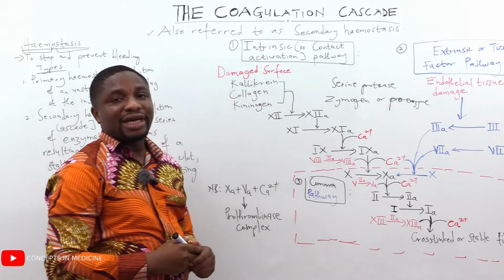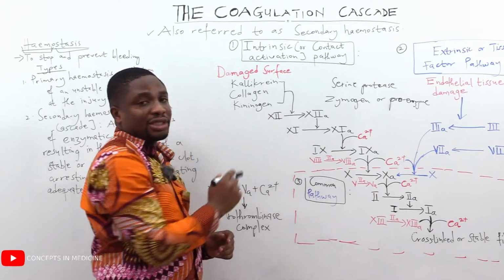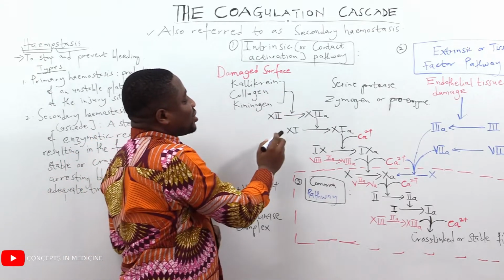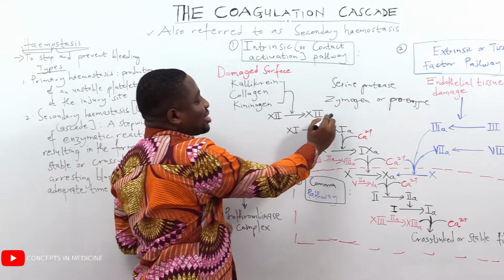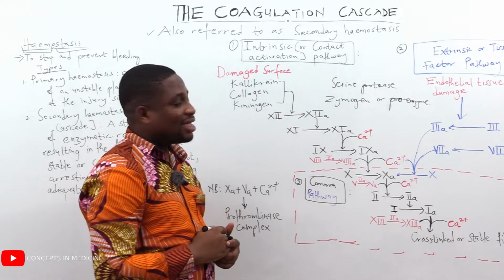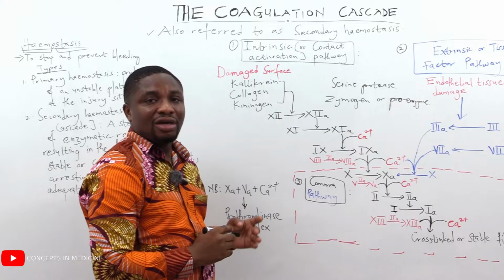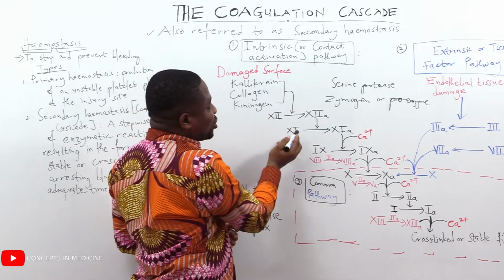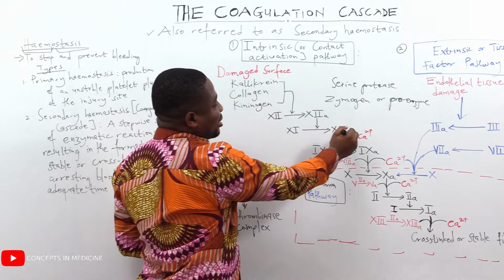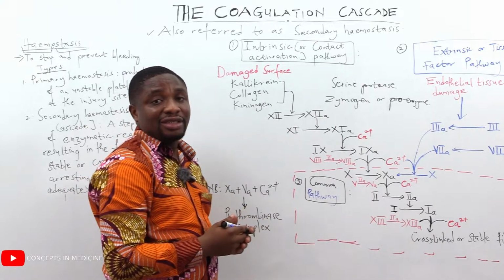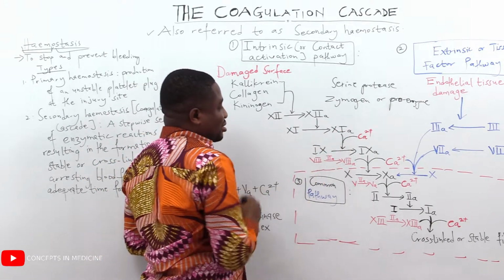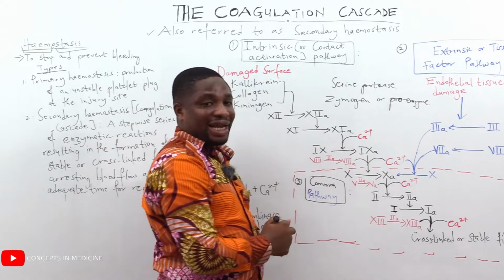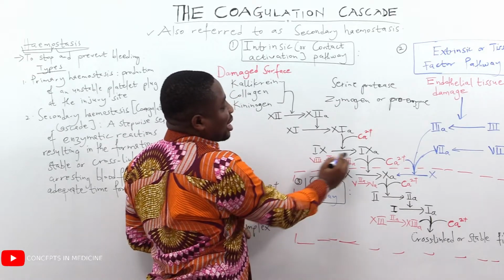When these proteins are exposed, that's the kallikrein, collagen, and high molecular weight kininogen, they cause the activation of factor 12, the Hageman factor, and that becomes known as factor 12A, meaning it has become activated. Activated factor 12 causes the activation of factor 11, meaning inactive factor 11 becomes active factor 11. Factor 11 is also referred to as plasma thromboplastin antecedent. Activated factor 11 binds to calcium, and together they activate factor 9. So we have factor 9 becoming activated.